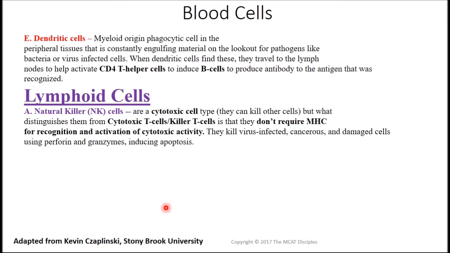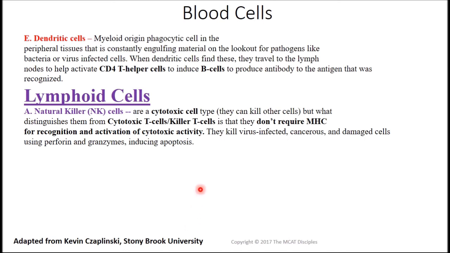MHC is a protein we haven't talked about yet, but it is the protein that is required for T cells to recognize antigen. Antigen has to be complexed to MHC so that the T cell can recognize it. T cells do not recognize free antigen. They only recognize the antigen that is found on MHC complexes, MHC proteins, major histocompatibility complex.